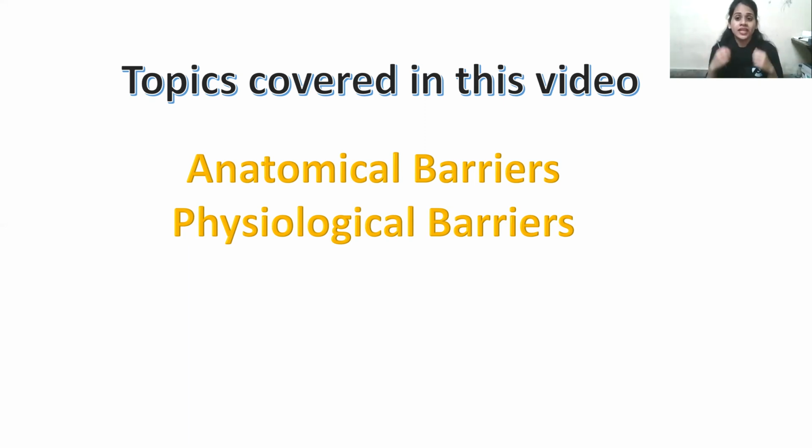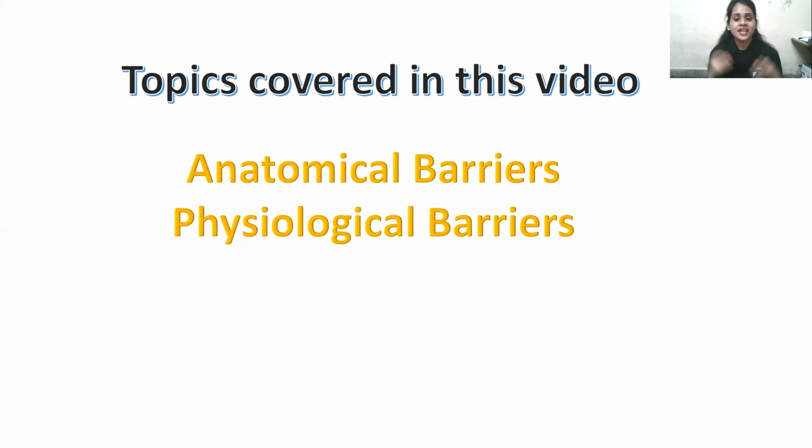So now the innate immunity has certain barriers which are present in our body since we are born. So what are those barriers? The first one is anatomical barrier. The second one is physiological barrier. The third one is phagocytic barrier. And the fourth one is inflammatory barrier. But in this video, we are going to talk about the first two barriers, that is anatomical and physiological. The remaining two we are going to talk about in video number 3.